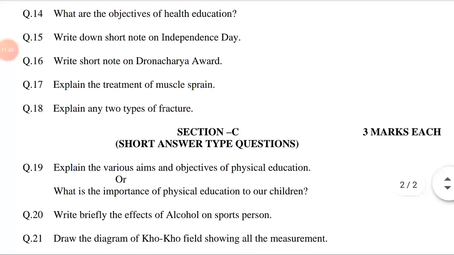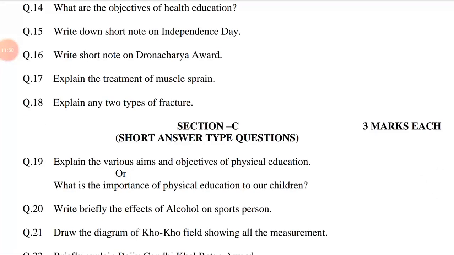Question number 14. What are the objectives of health education? Objectives means purpose, intention. Health education is a profession of educating people about health. This question is related to chapter number 5, Health and Family Education.